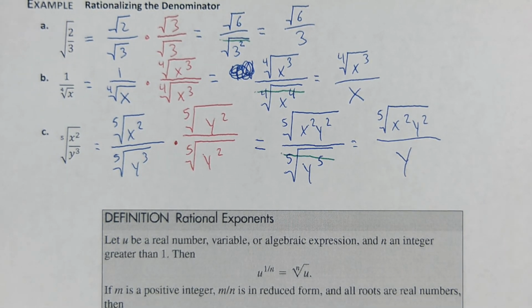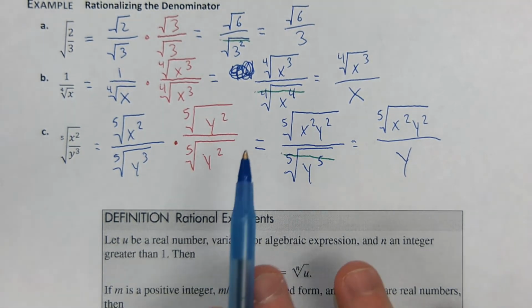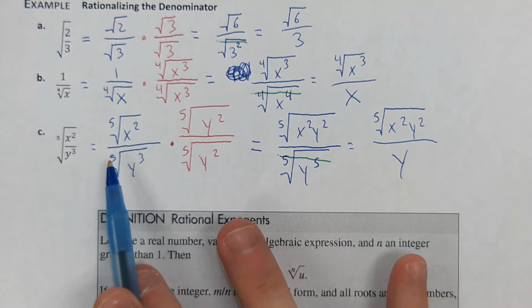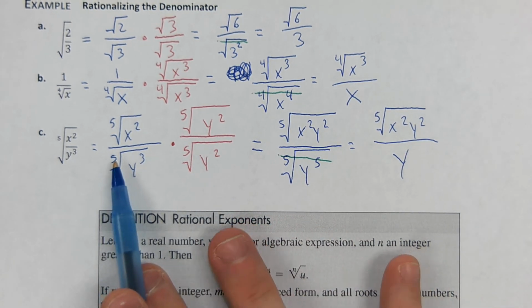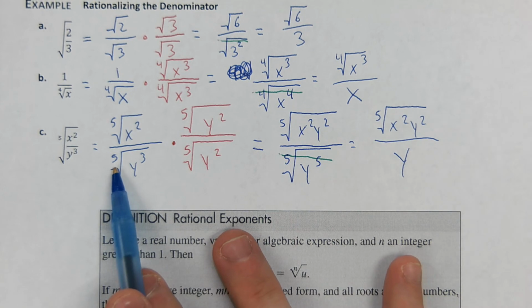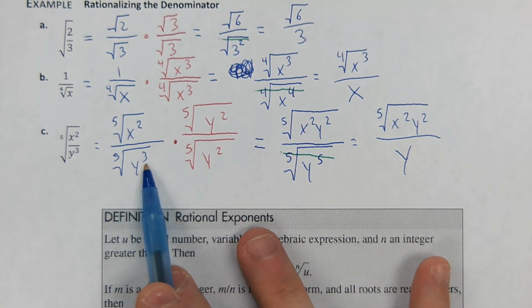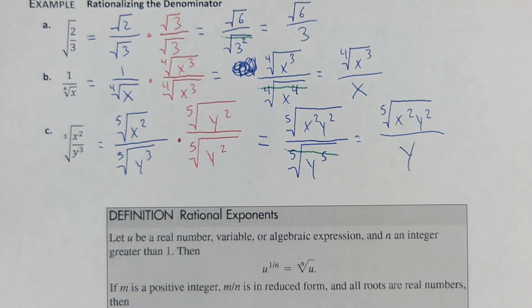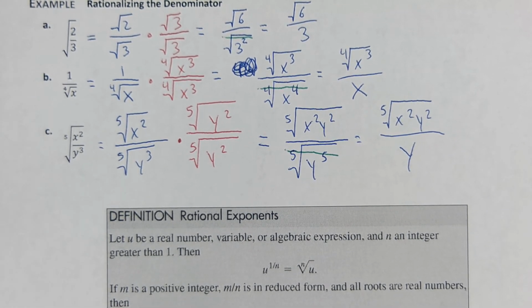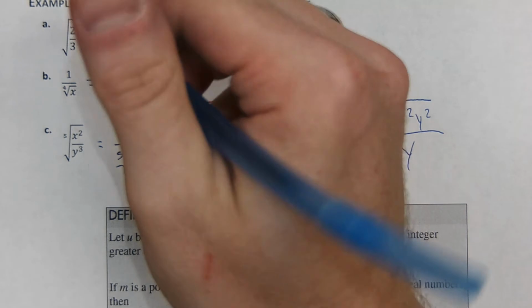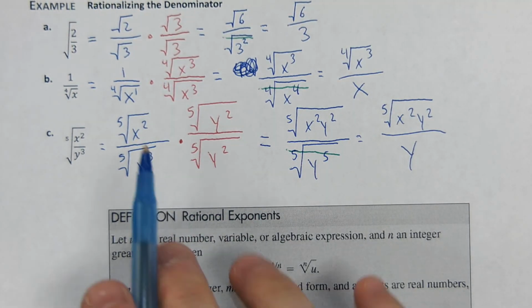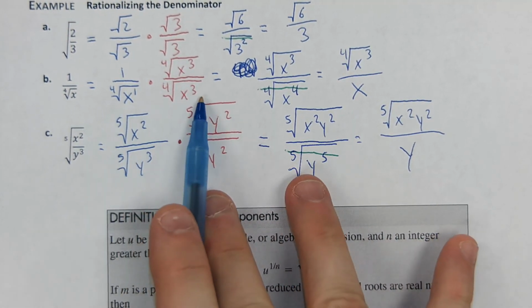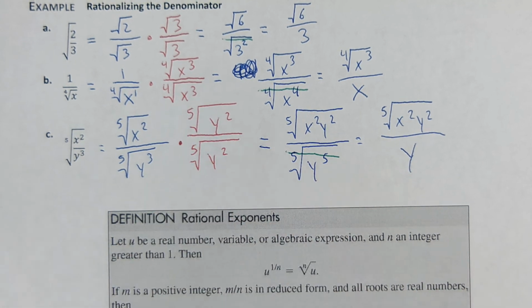Sir? Where'd you get the y squared? So the reason why we use y squared is because we needed this fifth root to be able to do its job. It could only do its job on a y to the fifth. So if I already had 3 of them, I needed 2 more. That's where. So basically, you're asking yourself, how many do I have? How many did I need? Like for this one, technically I had a 1, but I needed 4. So I had to grab 3 more of them and tack them onto the top and bottom.